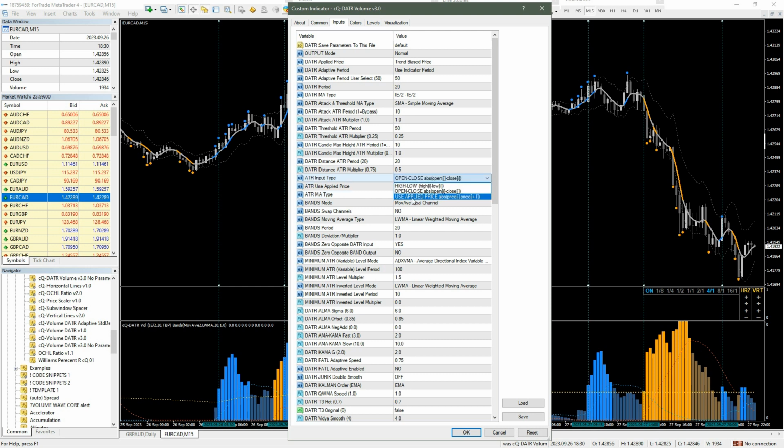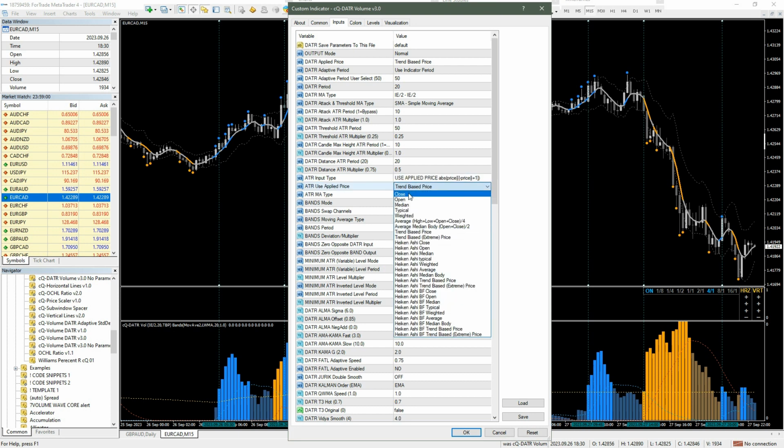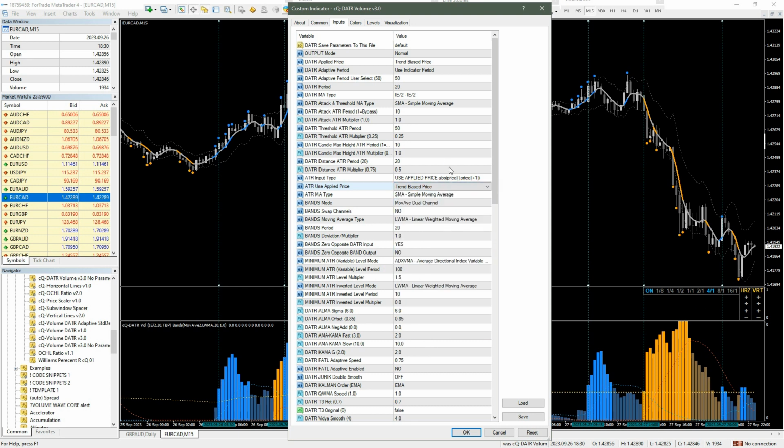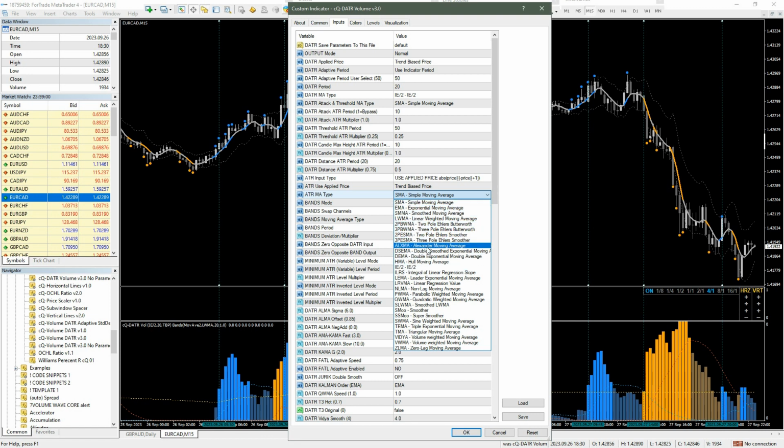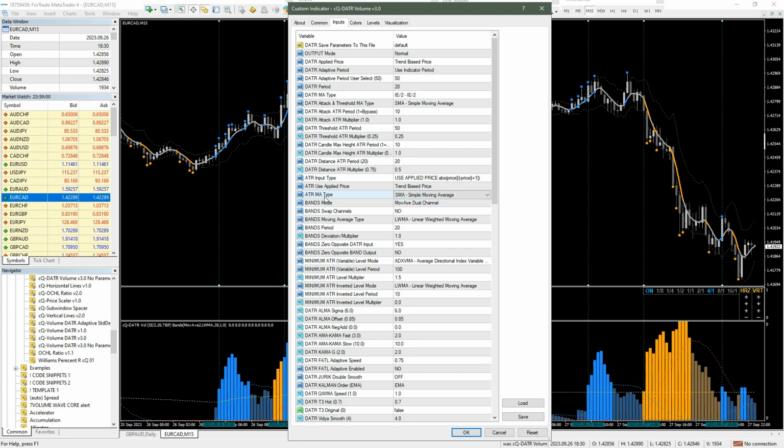And then I also added this use applied price, which basically takes whatever you have here, which is, you could use the close or you can use any of these, and it will take the absolute value of the difference between the current and the previous and run that through any one of these. This will affect all the ATR on the indicator. It changes how this indicator responds.